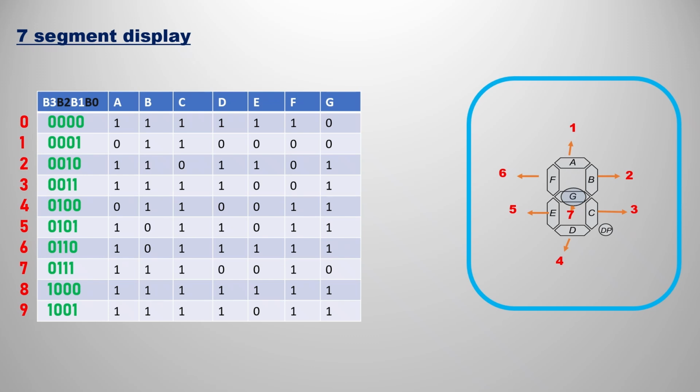If you observe, this is the truth table of the 7 segment display. We have inputs B3, B2, B1, B0, and we have outputs A, B, C, D, E, F, G. This is the truth table we have already discussed in the previous video. I am giving the video in the description box, check it out. And let's decode one by one. The equations of A, B, C, D, E, F, G we are going to derive with the help of K-map now.